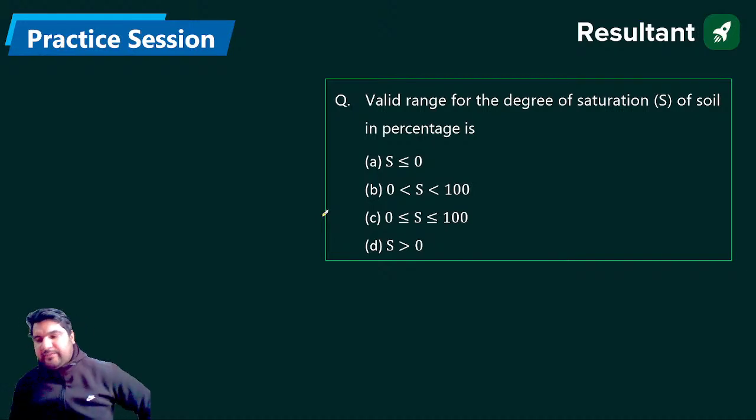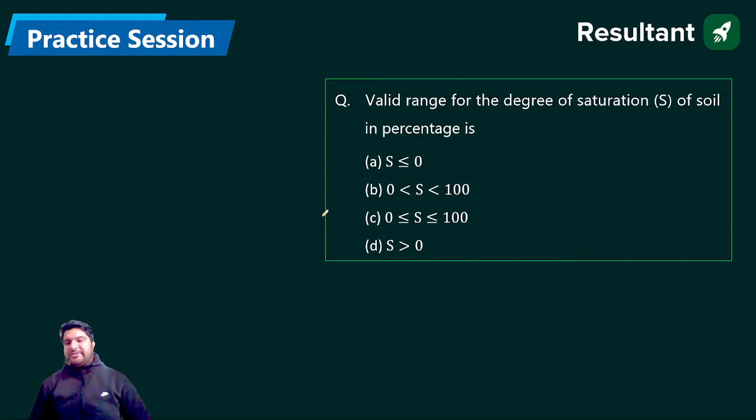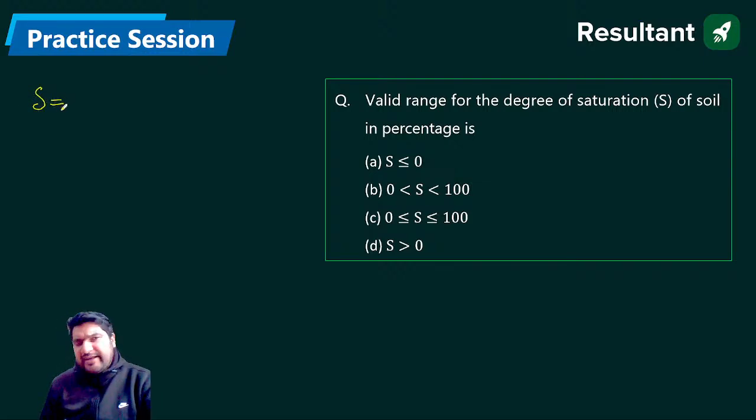So the valid range of degree of saturation of the soil. How is the degree of saturation defined? It is denoted by S, and it is defined as the volume of the water to the volume of the voids. How much percentage of the voids are filled with the air?